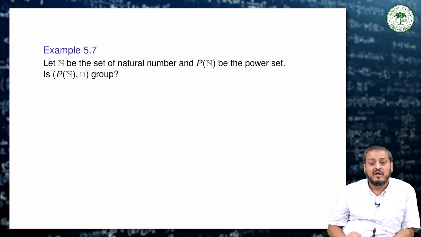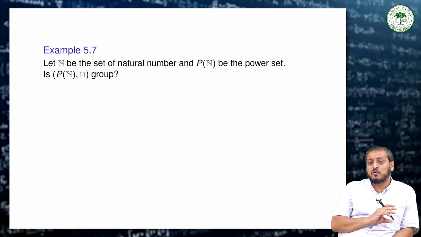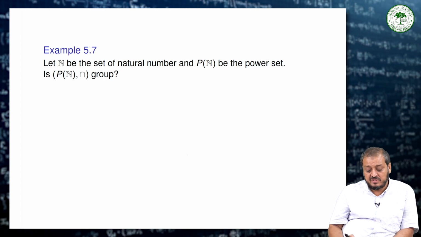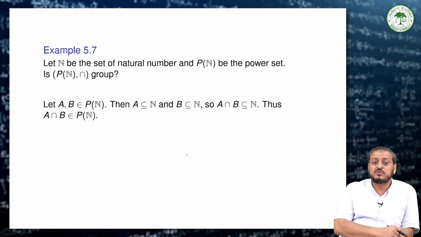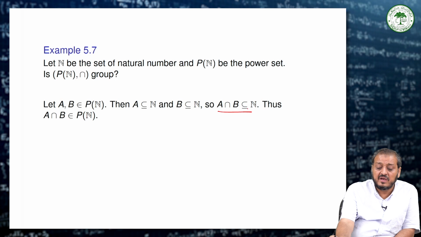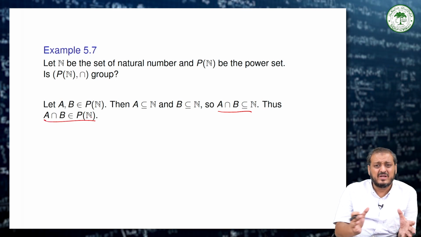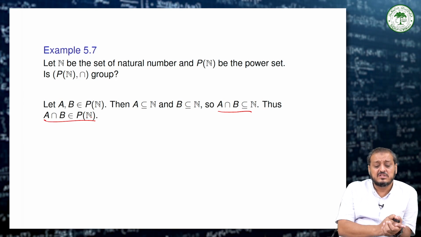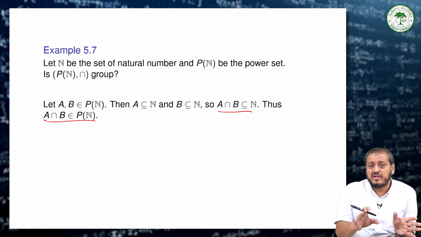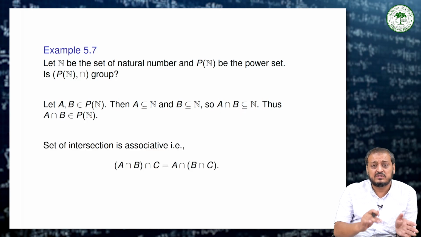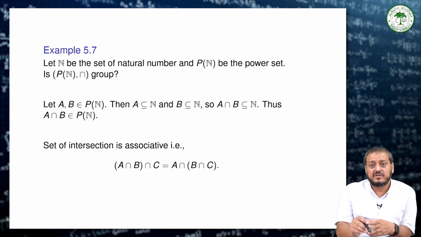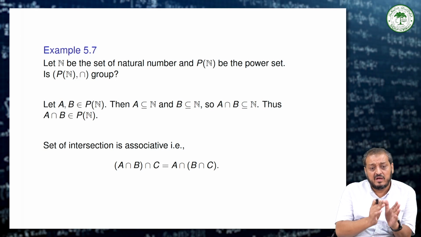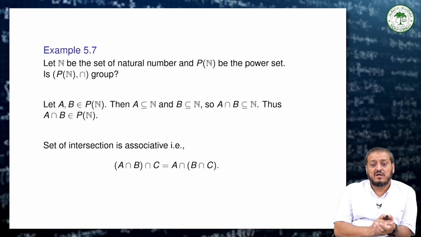We take intersection. In this case, is this a group? Again, trivially it is closed: A and B belong to the power set, and A intersection B again belongs to the power set. If you take any two elements of this power set and take the intersection, it is again in this set. It is also associative, because A intersection B intersection C is the same as A intersection B intersection C.